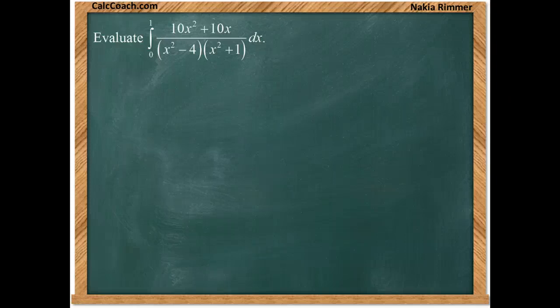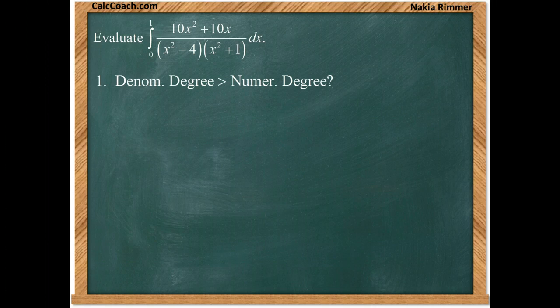Evaluate the integral of (10x squared plus 10x) all divided by (x squared minus 4) times (x squared plus 1). And this will be from 0 to 1. The first question is, is the denominator degree more than the numerator degree? And the answer is yes.